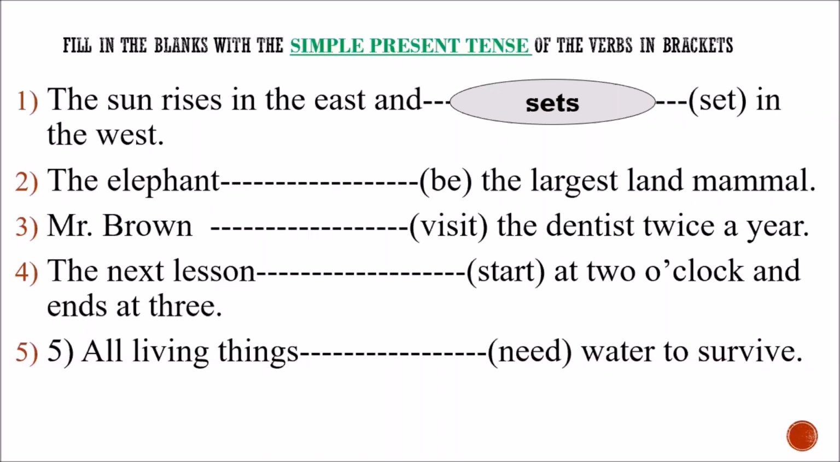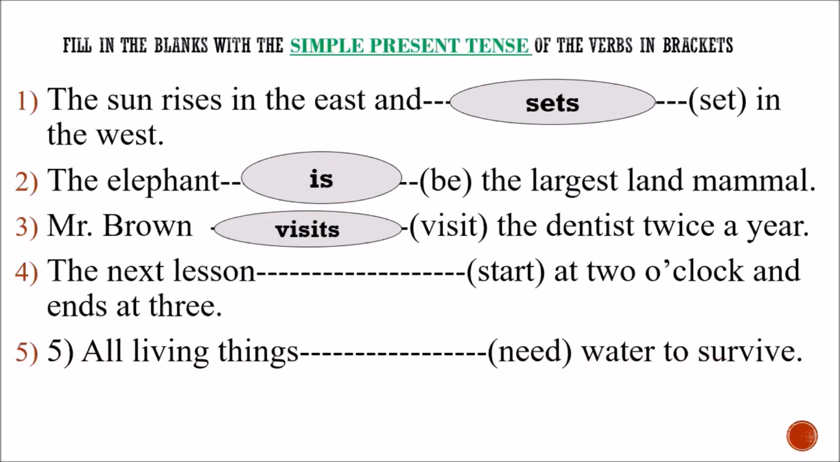The elephant, again a single subject, so is the largest land mammal. Mr. Brown, single subject, so we will add S with the spelling of the verb. Mr. Brown visits the dentist twice a year. The next lesson, single subject, starts at 2 o'clock and ends at 3. All living things.